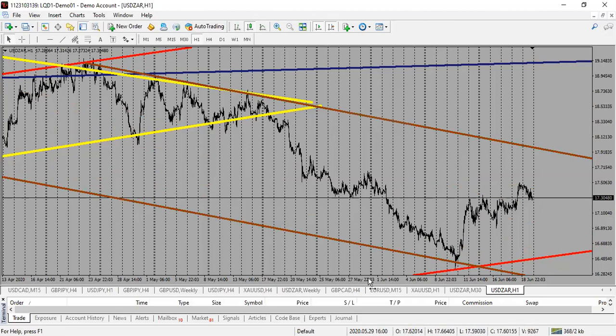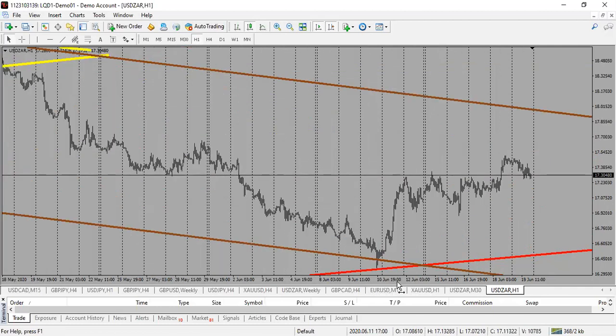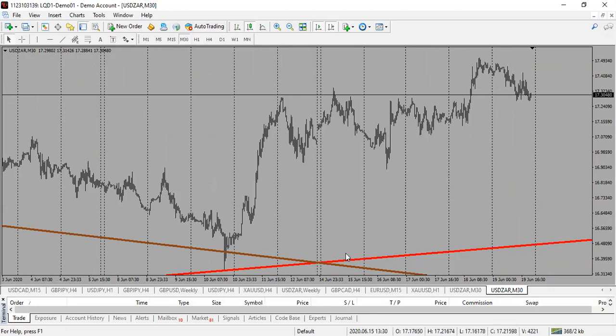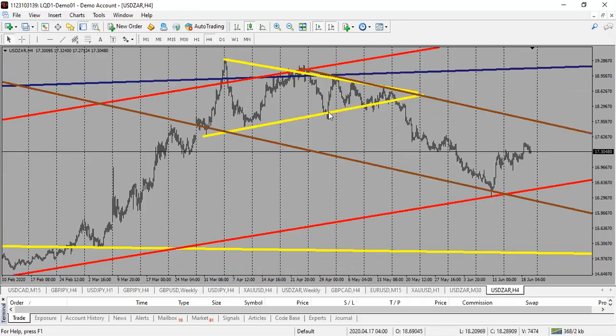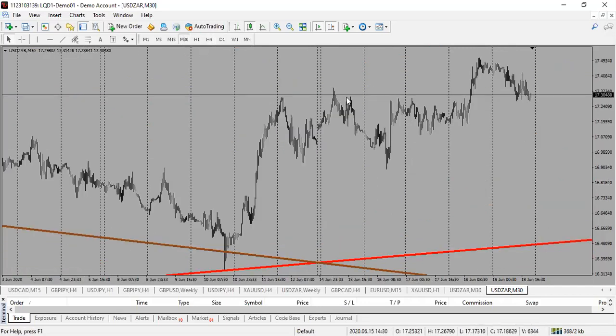From here, what can we do? Let's try and open it up and see what's happening on H1. Okay, there you go. What do we do? Let's go low, M30. Since on a H4, we see a big wedge, and then on an M4, there's another wedge.